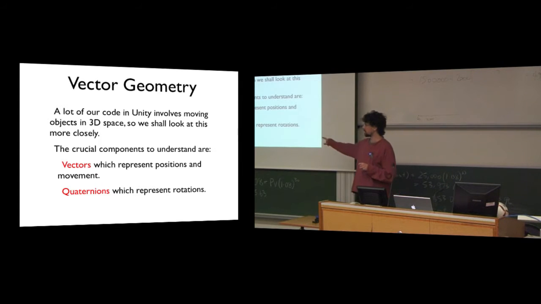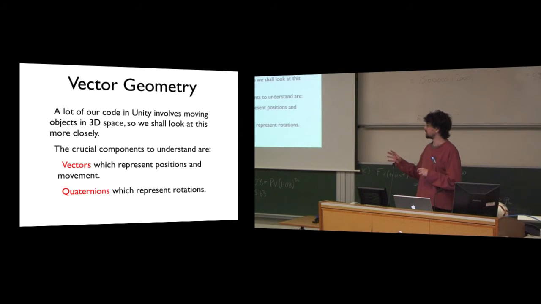Quaternions are a bit hard to understand, but vectors represent positions in the world and movement in the world, and quaternions represent rotations in the world. So if you're moving an object, you're generally going to be using a vector of some sort. If you're rotating an object, you're going to be using a quaternion. Why they're called quaternions, I haven't a clue.